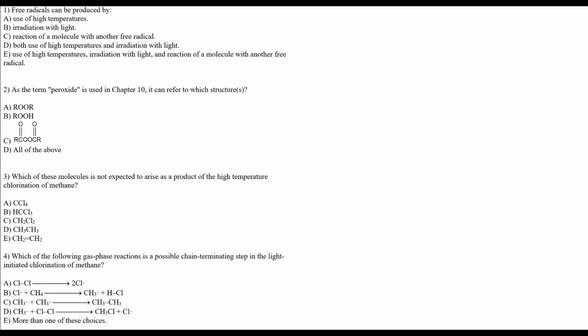This is Ochem Chapter 10 review. It's the last chapter of the semester, and it really focuses on radicals and radical reactions. So we're just going to get into it. Question 1 asks, a free radical can be produced by what?